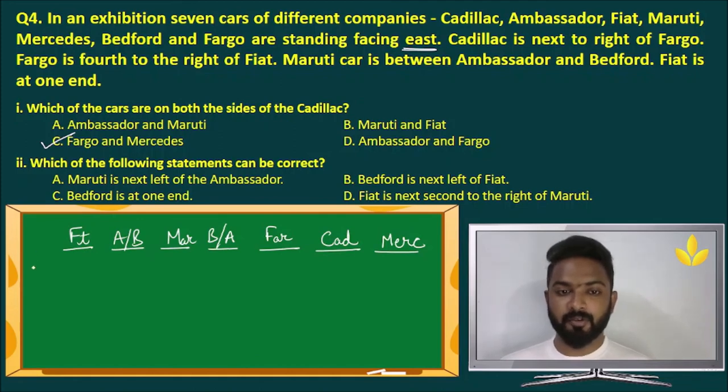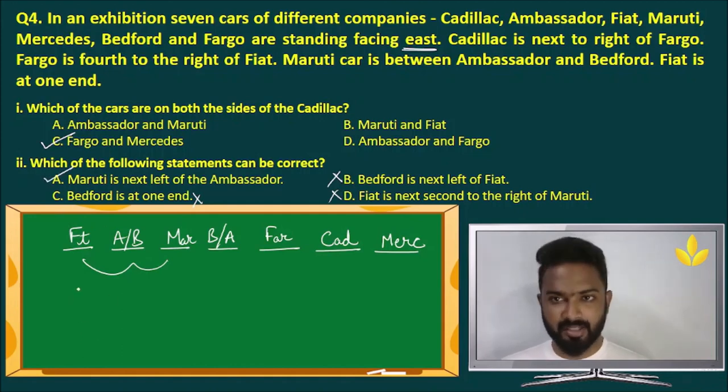B says Bedford is next left of Fiat. Nobody is to the left of Fiat. Fiat is at the extreme left. So B is definitely gone. C says Bedford is at one end. No, Bedford is somewhere over here. Never in the end. C is gone. D says Fiat is second to the right of Maruti. Fiat is second to the left of Maruti, not right. So D is also gone. The only thing remaining is A. That is the answer.